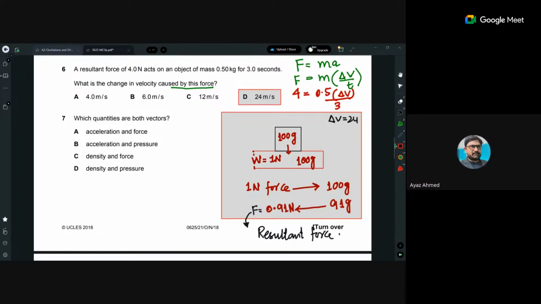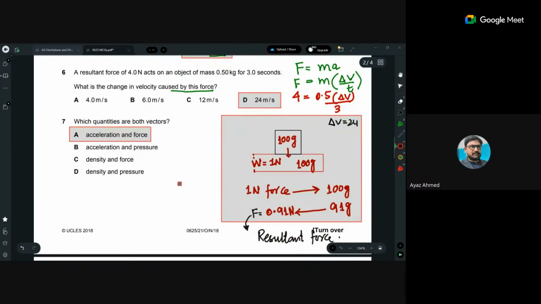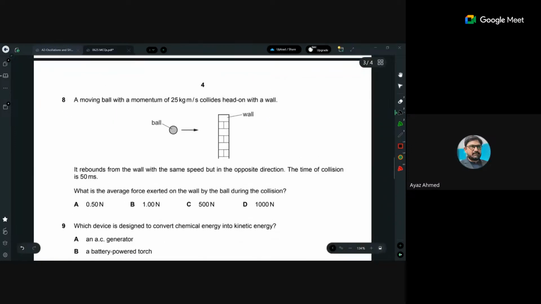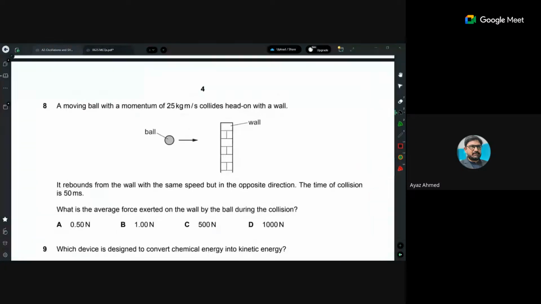Question number 7: which quantities both are vectors? Acceleration and force, definitely these two are vectors, so no need for explanation. So is your question number 6 correct? Okay. Question number 7. Yes. Good. Then question number 8.